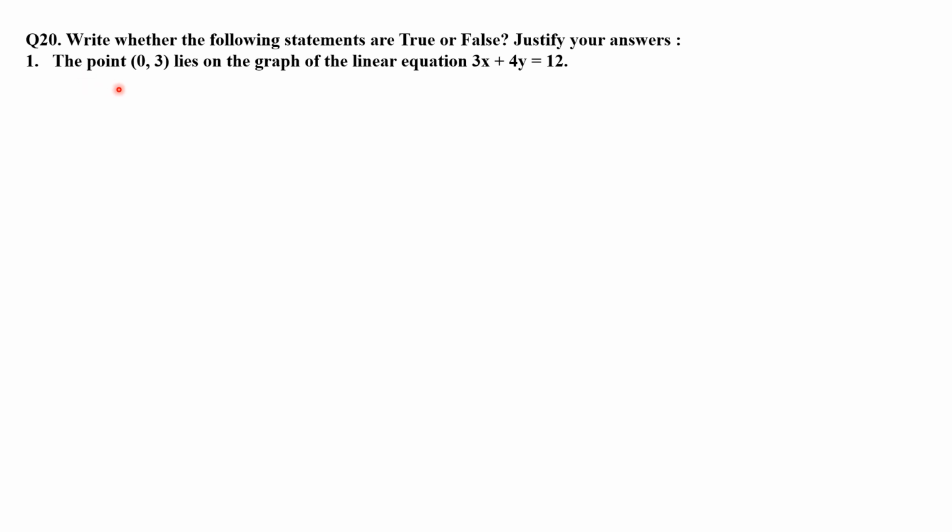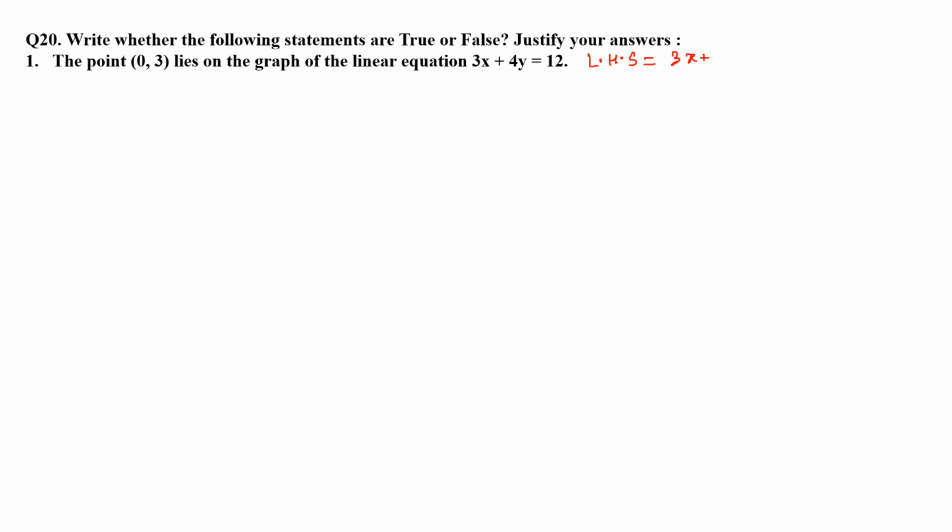So the first question is: the point (0, 3) lies on the graph of the linear equation 3x + 4y = 12. Now we know that if the point lies on the graph of this equation, it means this point will satisfy this equation. So in the LHS, you have to just put the value of x as 0 and y as 3 and check whether it is equal to RHS or not.